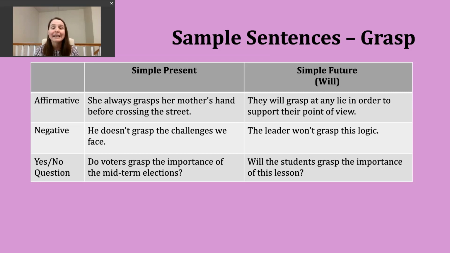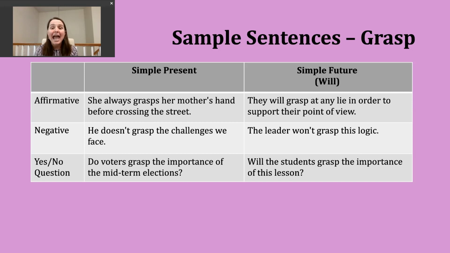We're only doing that in the affirmative. An example of a yes or no question in the simple present might be, do voters grasp the importance of the midterm elections? So, I think I heard about 132 days, the U.S. is going to have a large set of elections, and people are asking if voters understand, comprehend in a deep way how important these elections are.